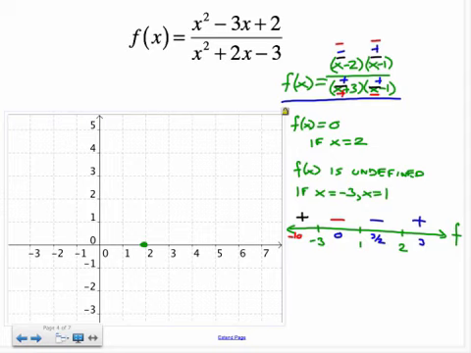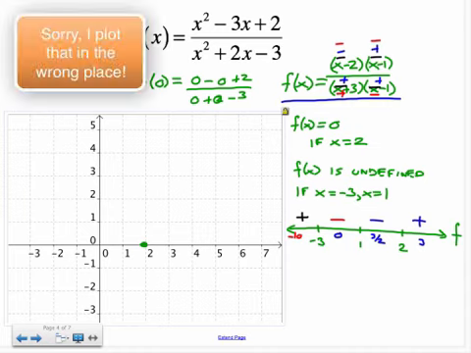So I can go back to the original function up here and ask myself, what's f of 0? And that'll give me 0 minus 0 plus 2 over 0 plus 2 minus 3. I'm sorry, that should be a 0 there, not a 2. Okay, and that gives me negative 2/3, which is roughly here.